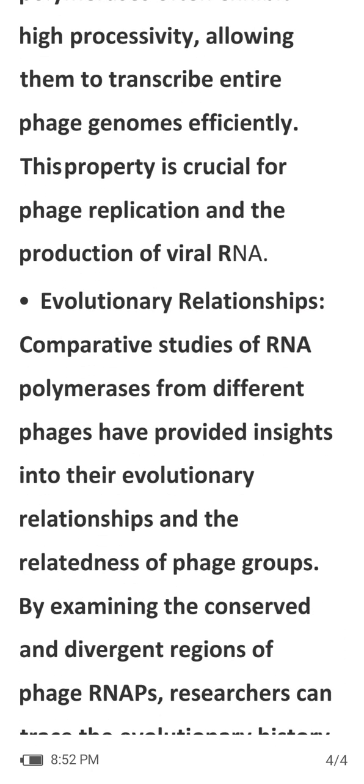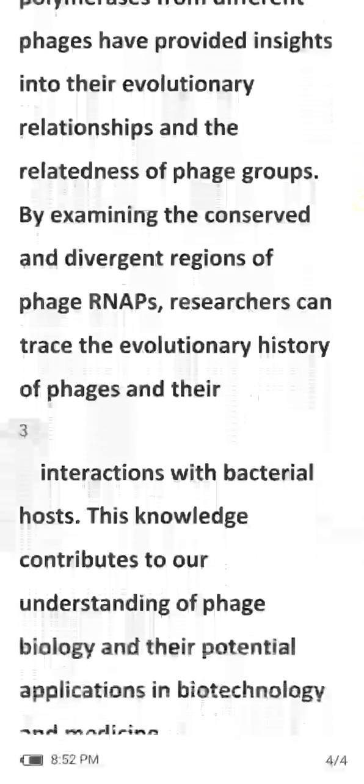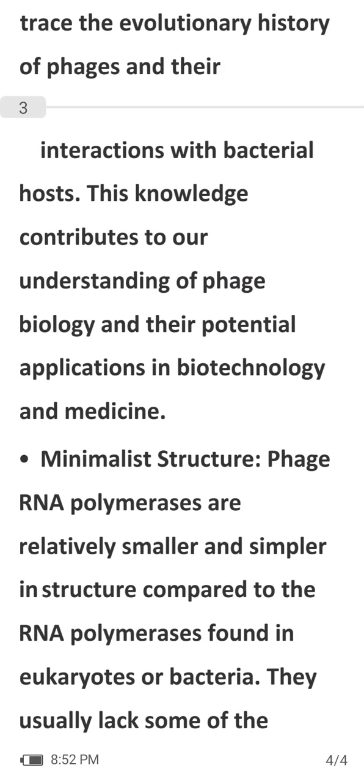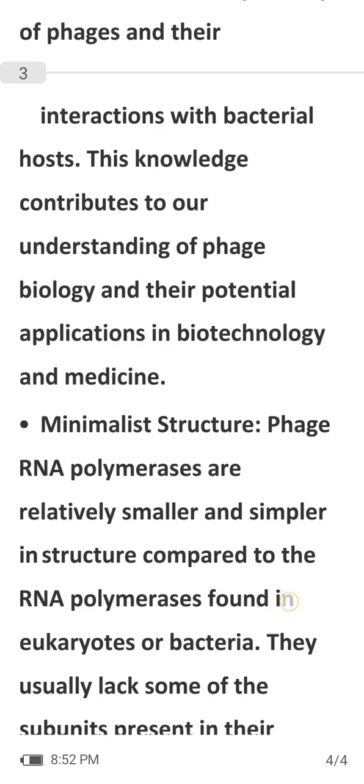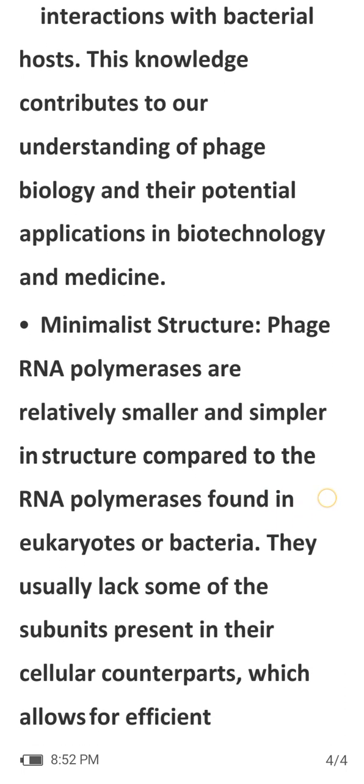Then evolutionary relationships. Comparative studies of RNA polymerases from different phages have provided insights into their evolutionary relationships and the relatedness of phage groups. By examining the conserved and divergent regions of phage RNA polymerases, researchers can trace the evolutionary history of phages and their interactions with bacterial hosts. This knowledge contributes to our understanding of phage biology and their potential applications in biotechnology and medicine.